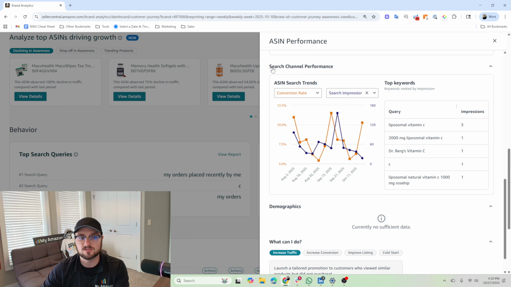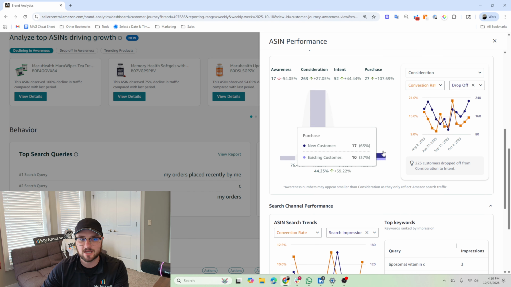Here you can see the search channel performance. This one will show us where we are showing up for specific types of keywords, so you can see our top keywords for the product over here. Secondarily to that, you can see the search impression conversion rate. Right now they only have those two under the ASIN search trends, so I'm sure they'll add some things in the future. But for right now, you can see that for some of these over the course of a week, we don't get much as far as search impressions go, but our conversion rate is really high.